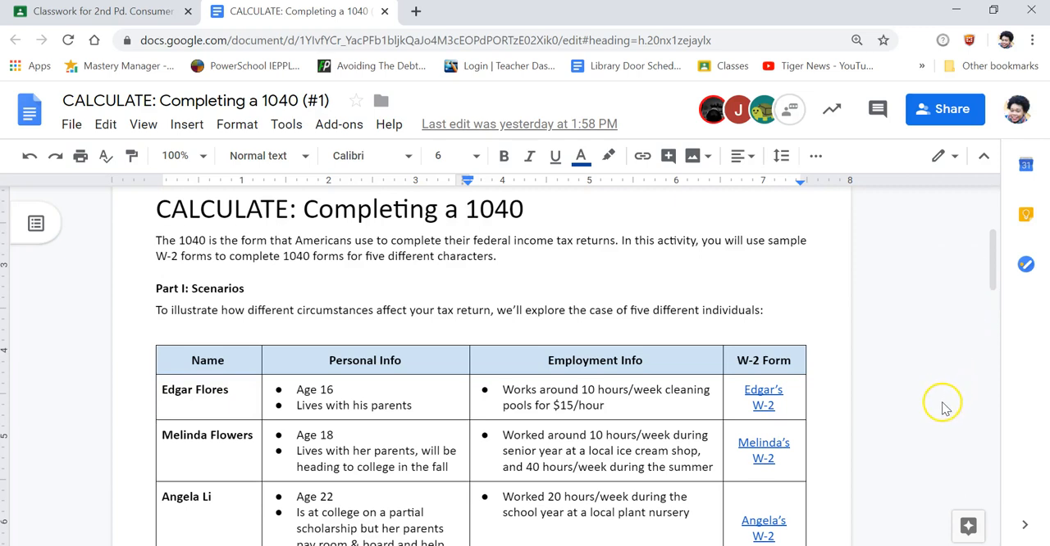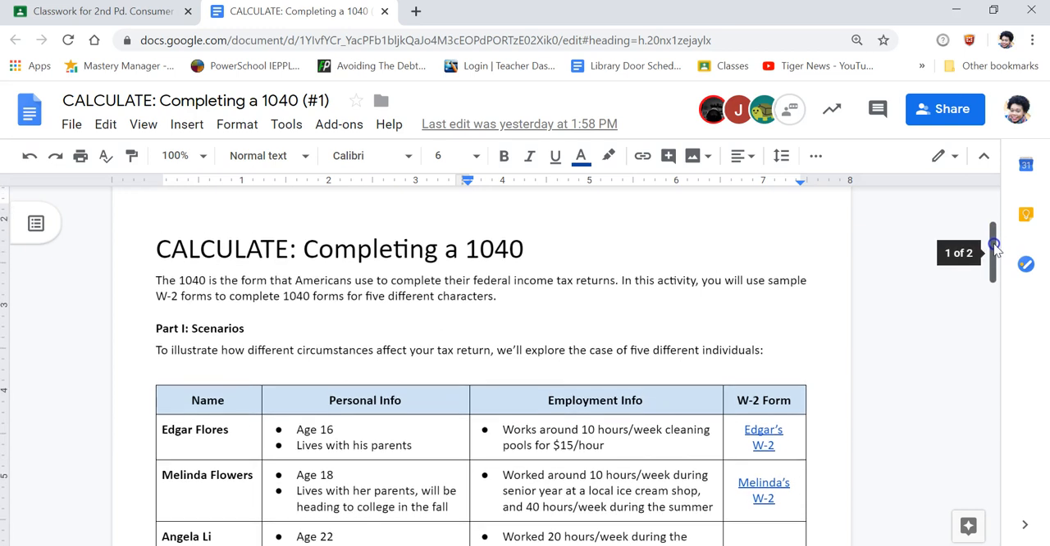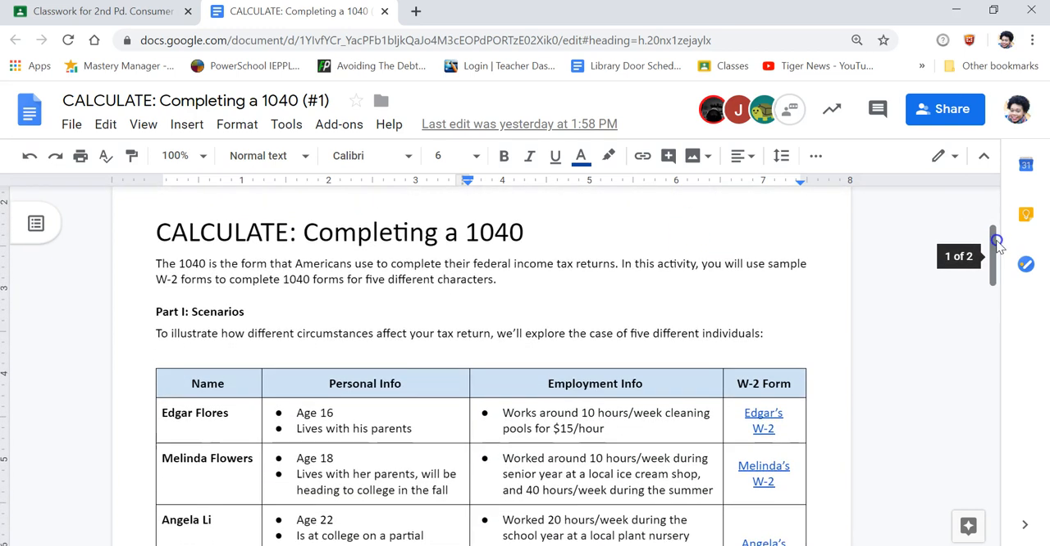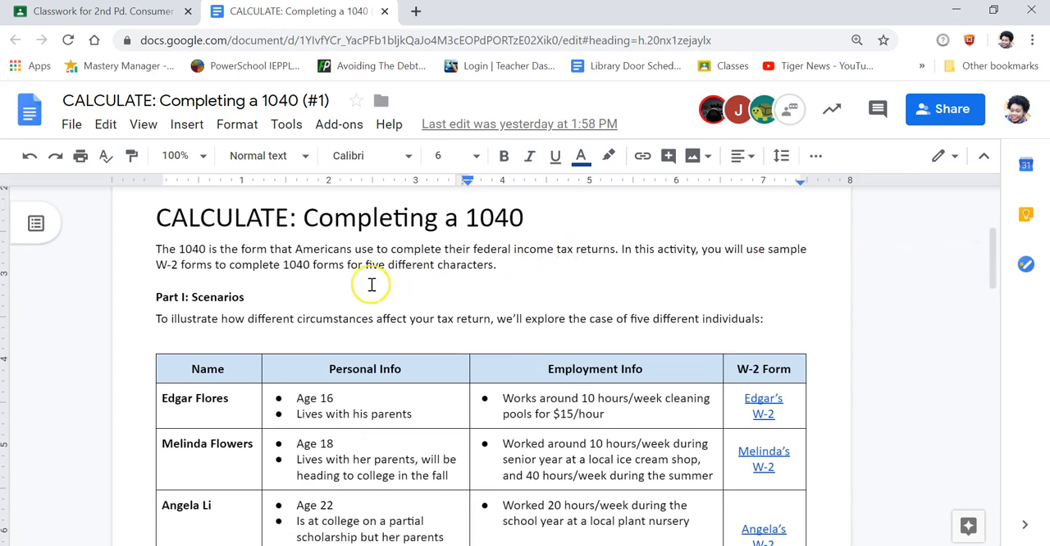For this screencast, we are going to be going through how to calculate a 1040 2019. Specifically, I'm going to be going through the assignment, completing a 1040 for the first character, which is Edgar Flores. So a couple things you need to make sure you have.